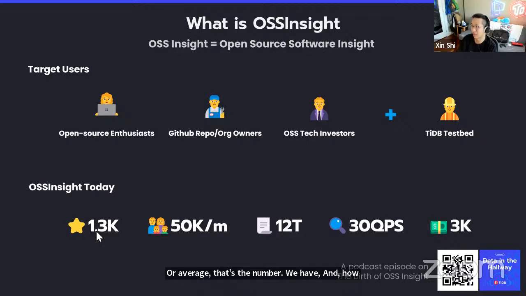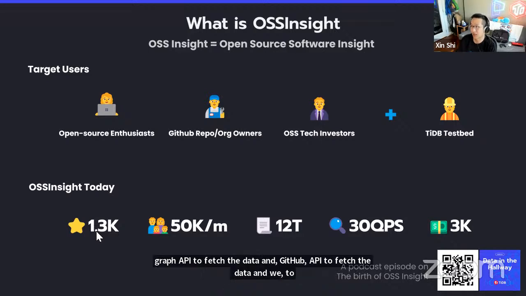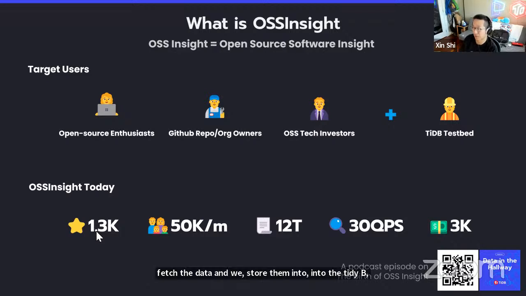That's 12 terabytes. We leverage the GitHub Graph API to fetch the data, and we store it in TiDB Serverless. And given we have traffic from different users all over the world, on average we have 30 QPS, that's queries per second. From that you can know the average workload we are having every day.